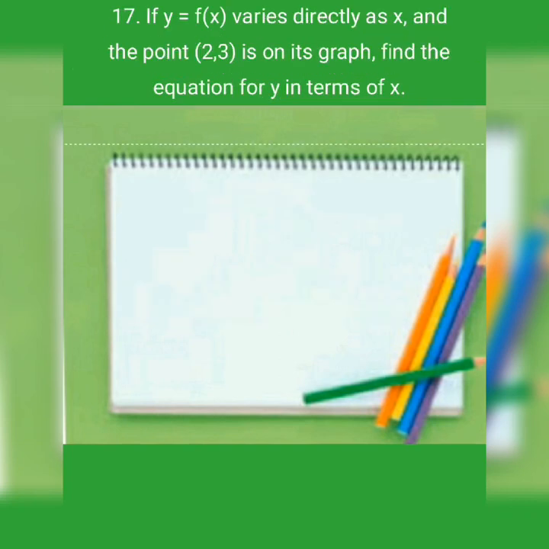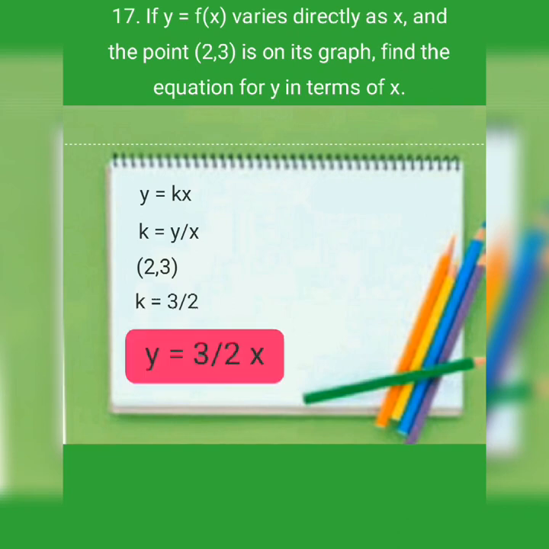If y is equal to f of x varies directly as x and the point (2, 3) is on its graph, find the equation for y in terms of x. Since y varies directly as x, this is y is equal to k times x, and k is equal to y over x. Since the point is (2, 3), we will substitute it to x and y. So k is equal to 3/2. The equation for y in terms of x is y is equal to 3/2 x.